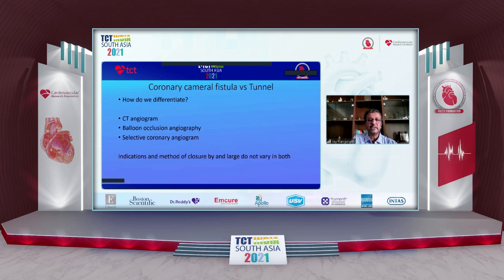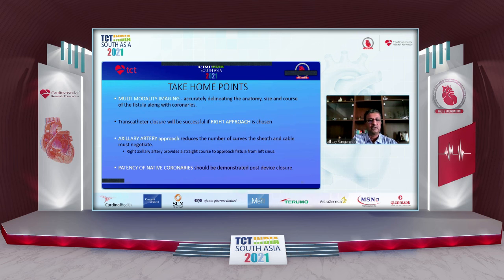So how do you differentiate the fistula and tunnel? The CT angiogram will give us a lot of clues. Balloon occlusion angiography, selective coronary angiogram. The indication and method by and large do not vary in both. So I don't want to go into the detail of those things.